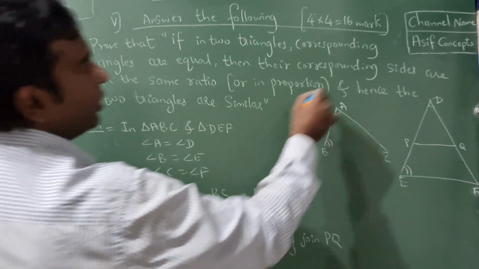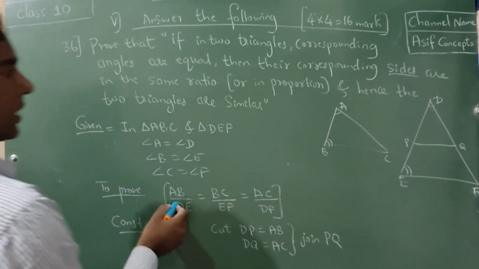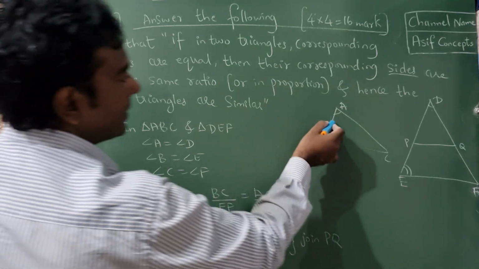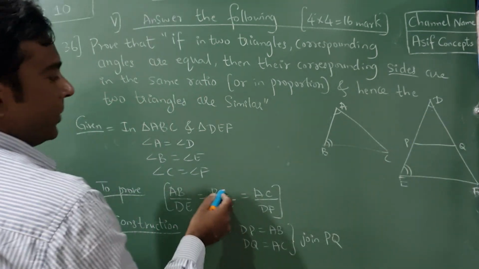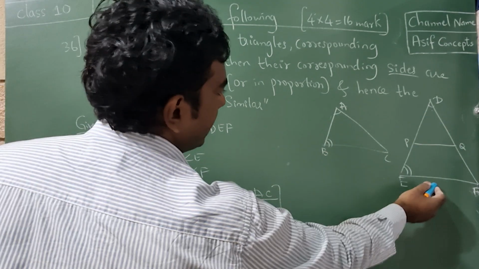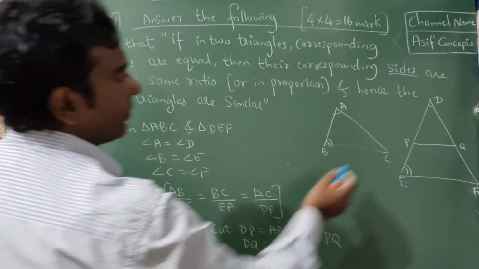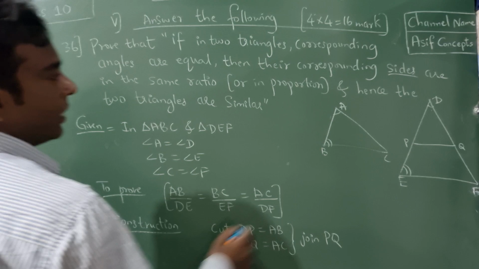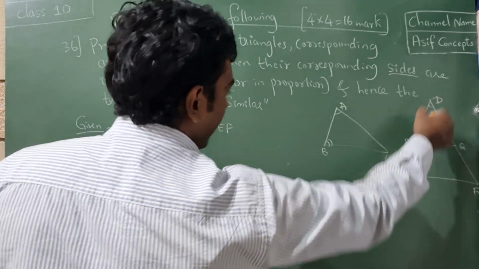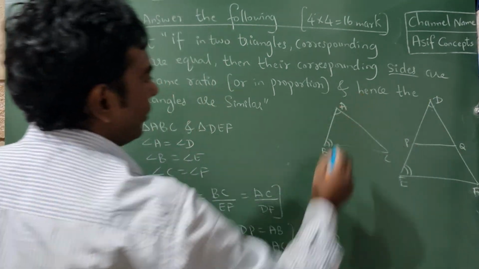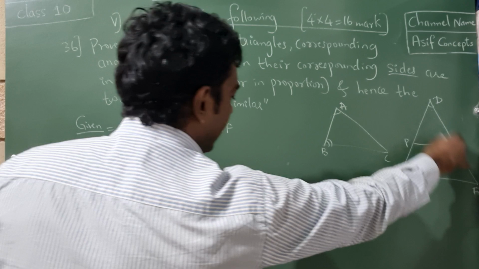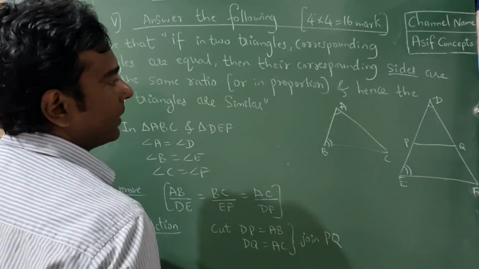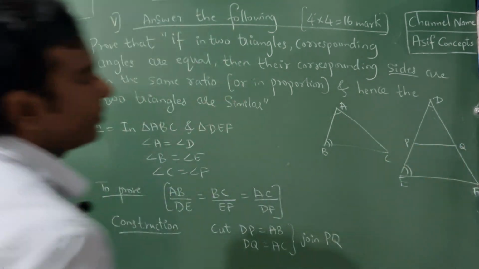To prove, we need to prove corresponding sides. So which are the sides here? AB by DE, this is AB, this is DE. BC by EF, this is BC, this is EF. AC by DF, this is AC, this is DF. Construction. Now cut DP in such a way that it should be equal to AB. DQ should be equal to AC. Now join PQ.